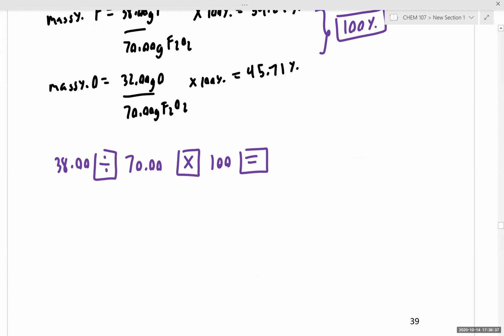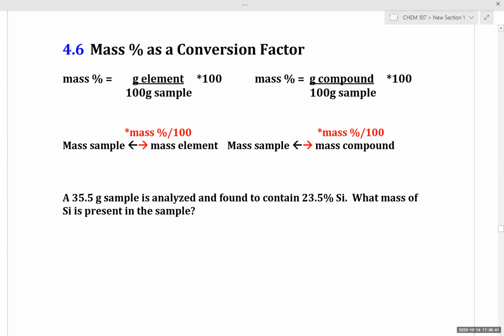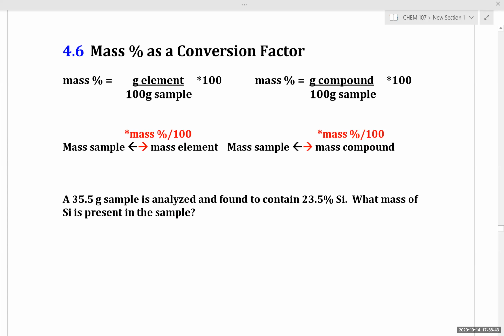Okay, so let's keep going now and let's talk a little bit about how we can leverage mass percent as a conversion factor. So mass percent is defined as the grams of element in 100 grams of sample, or the grams of compound per 100 grams of sample. What mass percent allows us to do is go from the mass of a sample to the mass of an element, or the mass of a sample to the mass of a compound.